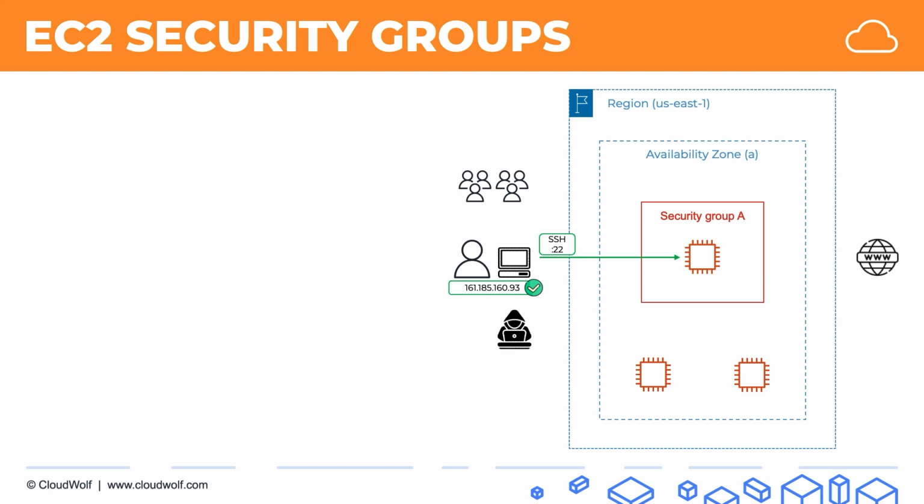You might like to open up a port SSH, port 22 for yourself, for your IP address. So you specify your IP address and you say port SSH, and that will allow you to access this instance. Any other IP address by default will be blocked.